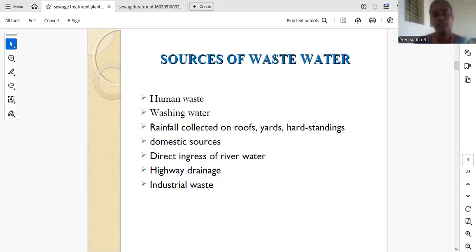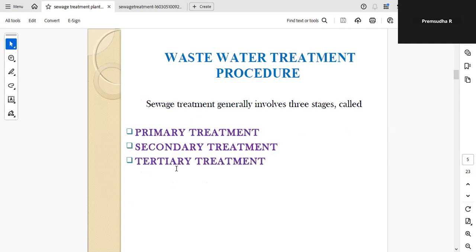Then sources of wastewater. All these are sources of wastewater. Here you can see human waste, washing water, rainfall collected on roofs, yards, hard standings, domestic sources, direct ingress of river water, highway drainage, and industrial waste. Here you can see primary treatment, secondary treatment, and tertiary treatment. Sewage treatment generally involves three stages: primary, secondary, tertiary.